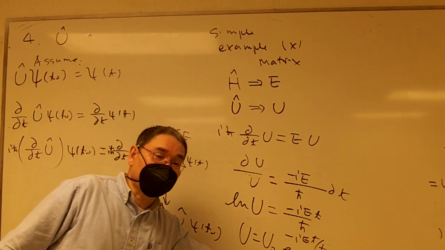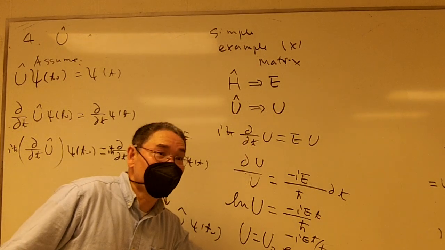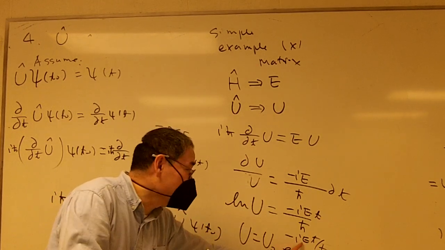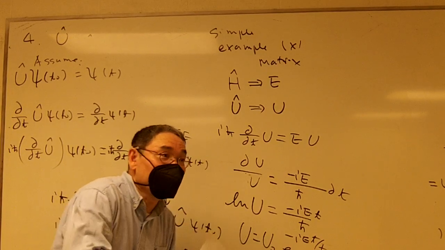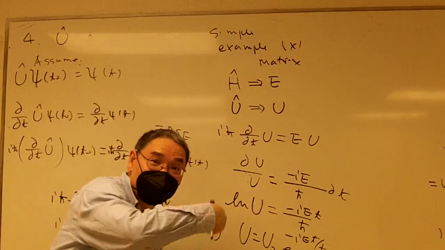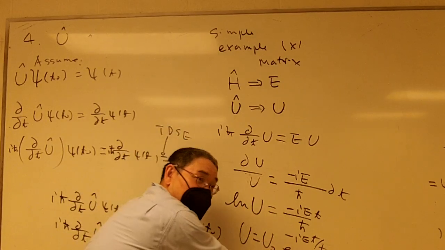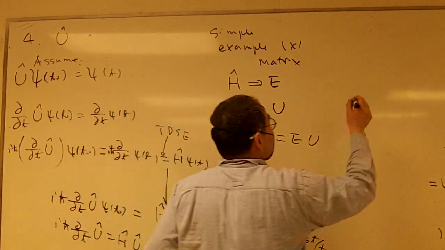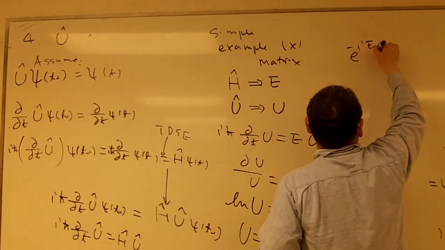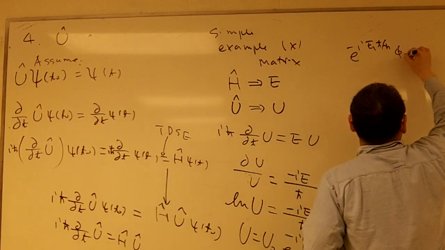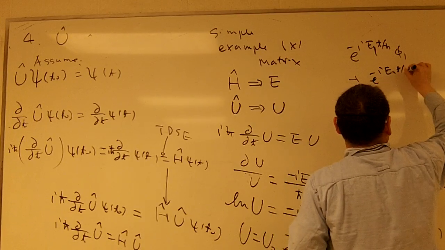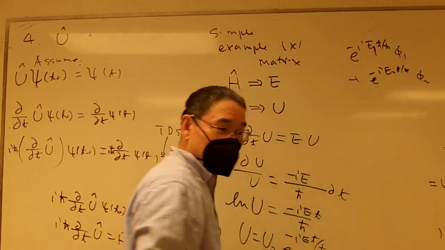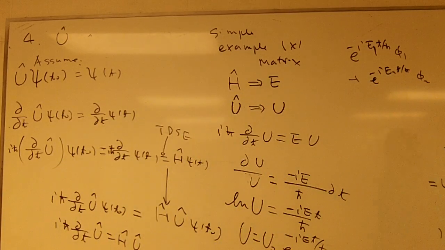Have you ever seen this factor before? Have you ever seen this factor E to the negative I E T over H bar? You do, right? That's a stationary state evolution. You remember stationary state evolution, this phase factor comes out. In other words, you remember at the beginning, let's say if you have two eigenstates, E to the negative I E1 T over H bar phi 1 plus E to the negative I E2 T over H bar phi 2. In other words, what we are doing here, sorry, I tricked you guys into thinking it's too complicated.